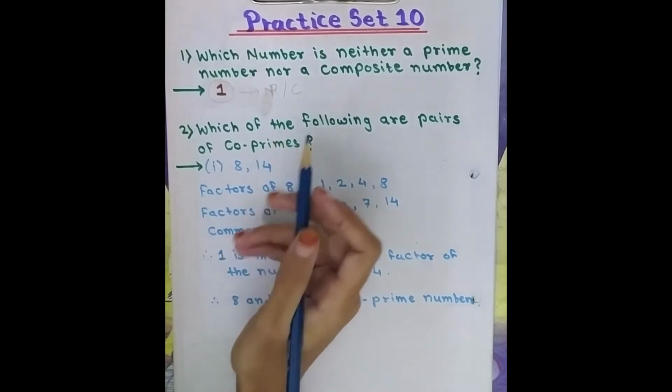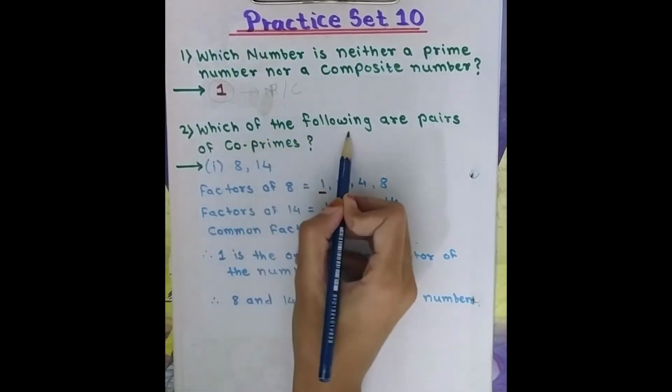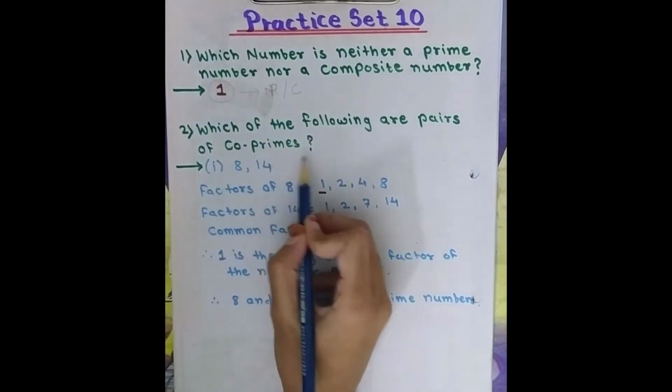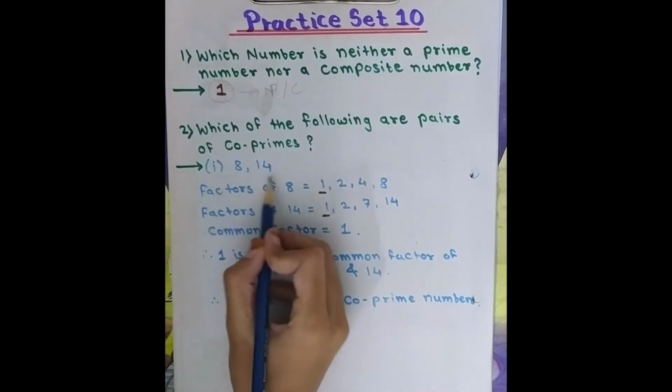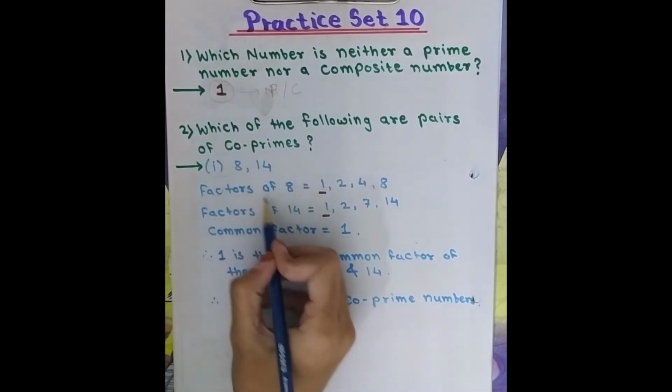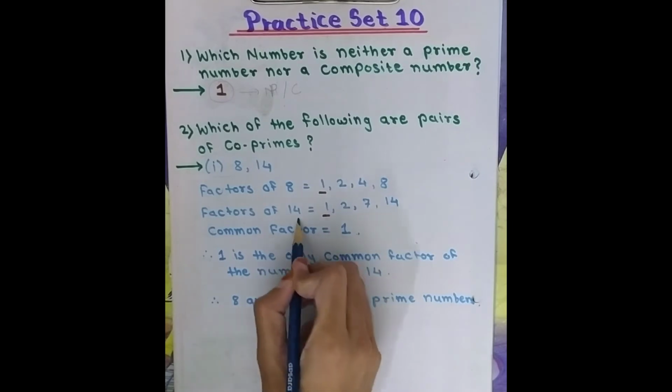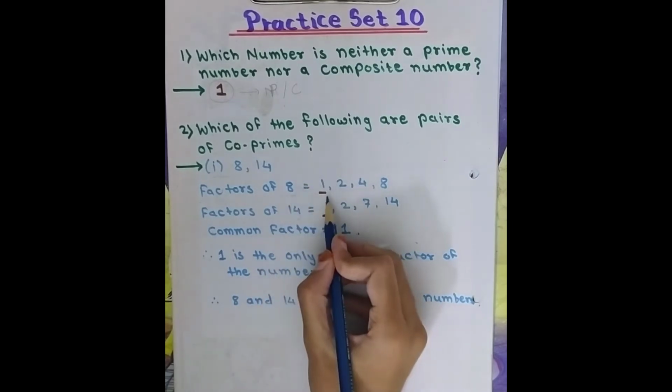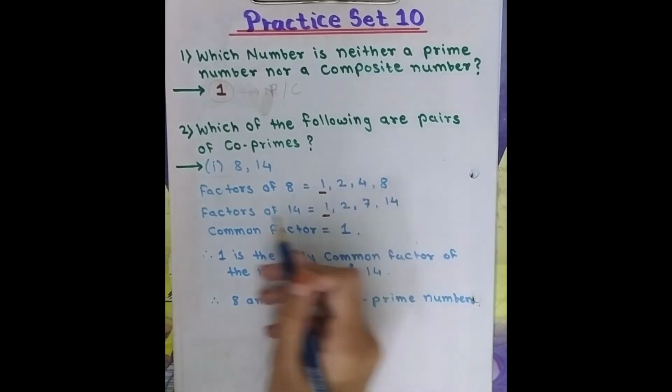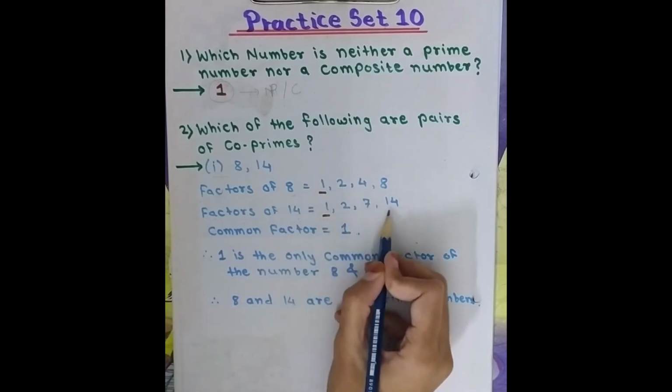So next question is, which of the following are pairs of co-primes. First is 8 and 14. Write first the factors of 8, then factors of 14. Factors of 8 are 1, 2, 4, 8, and factors of 14 are 1, 2, 7, 14.